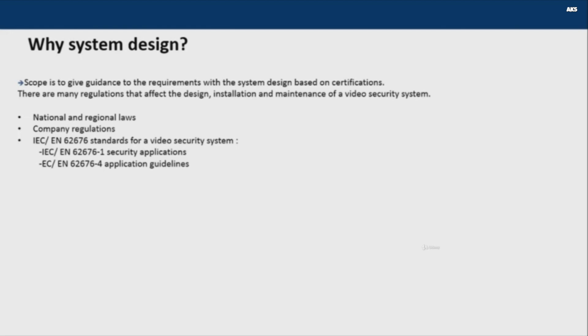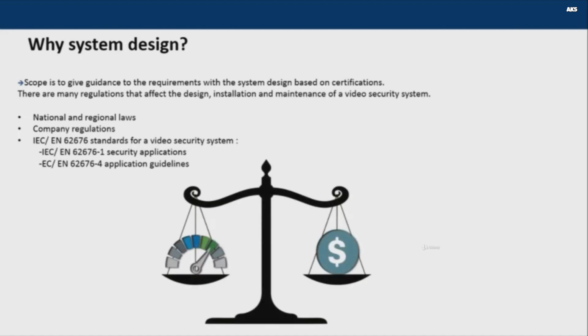We also have to make sure hardware will not be a bottleneck for achieving our surveillance objective. So for that, we have to respect some certification and regulation of video security system, such as national regulation, company regulation, and also some standards for video security system. Of course, cost is also an important matter for the customer. So we have to find the optimal balance between price and performance.